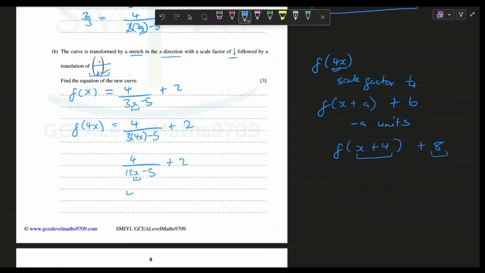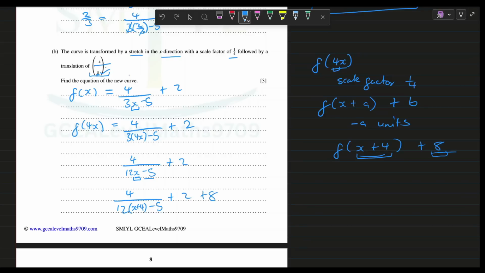So we are looking at 4 over 12. Replace x with x plus 4. X plus 4. And then finish off your function. So we've got minus 5 plus 2. And then at the end of your function, you add an 8.